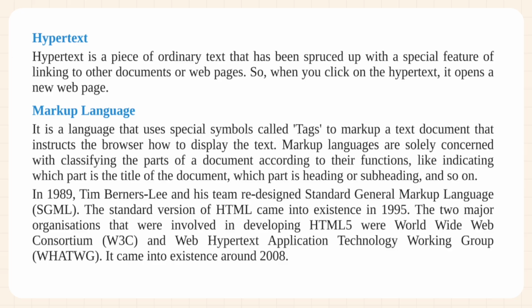In 1989, Tim Berners-Lee and his team redesigned Standard General Markup Language (SGML). The standard version of HTML came into existence in 1995. The two major organizations that were involved in developing HTML5 were the World Wide Web Consortium (W3C) and the Web Hypertext Application Technology Working Group (WHATWG). It came into existence around 2008.